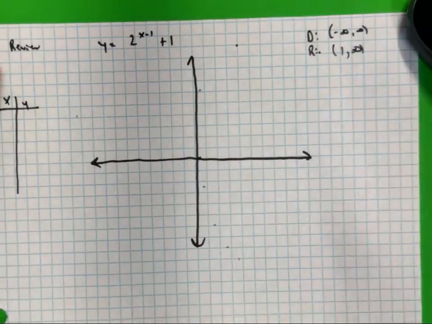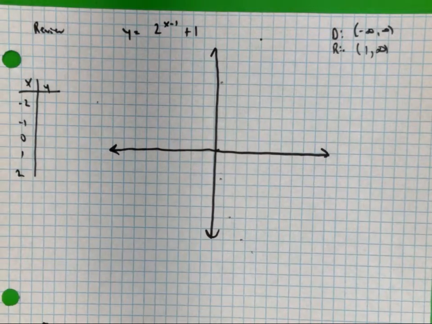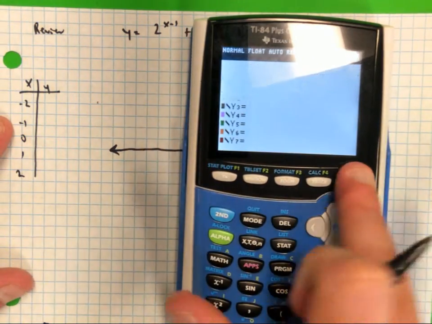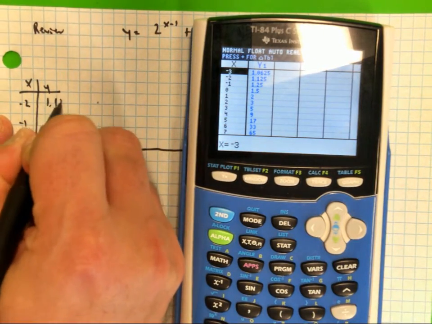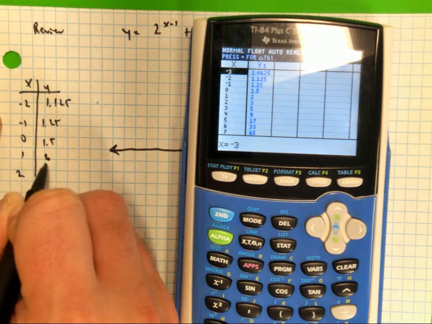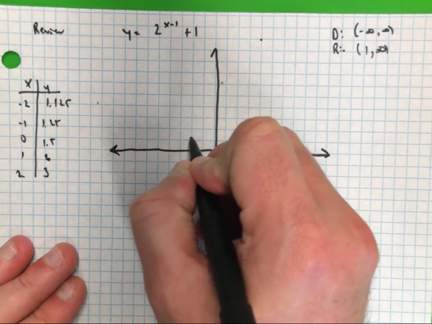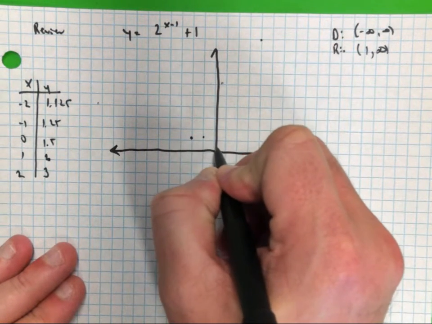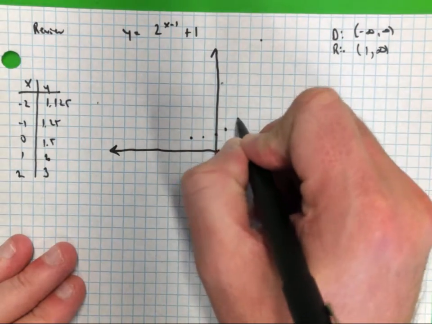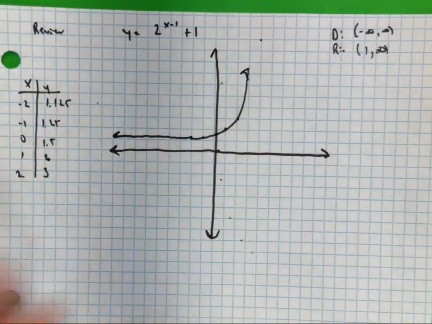And I'm going to plug what values in, guys? Very good. I'm going to graph that. Oh, look, I already put it in there. And I get 1.125, 1.25, 1.5, 2, and 3. Alright, so I'm going to graph it. And that would be my graph.